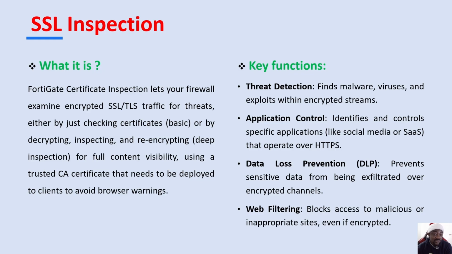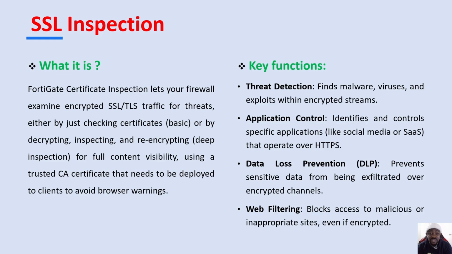And the other method is deep inspection. Deep inspection is where your FortiGate will need to decrypt the traffic, inspect the content of the traffic, then re-encrypt it before forwarding the packet.